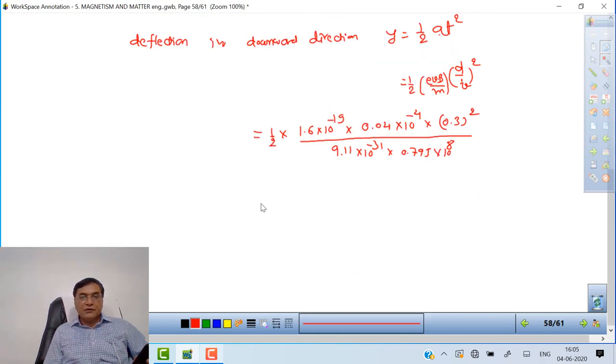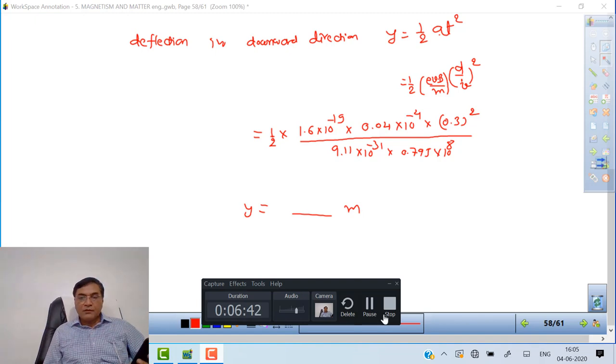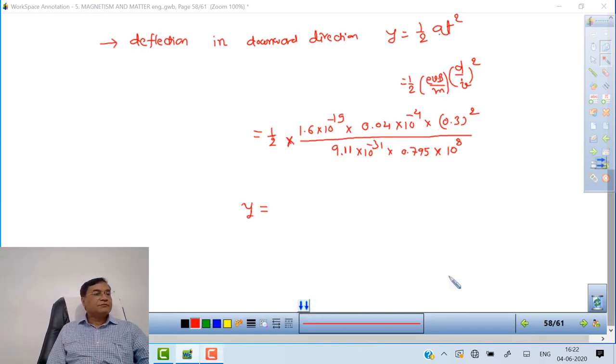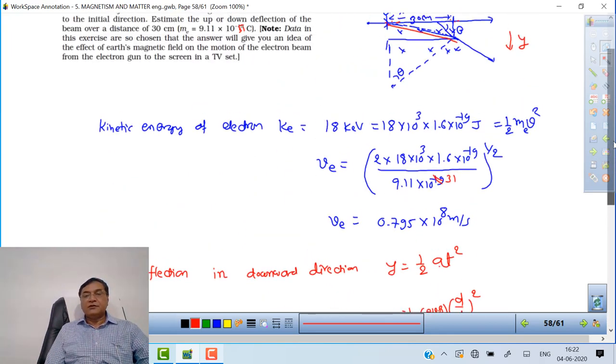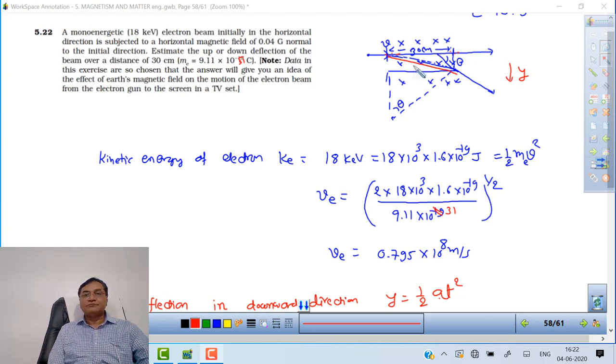If you simplify all this, you will get the deflection y in meter. That comes out to be 0.39 into 10 raised to minus 3 meter, so 0.39 millimeter.